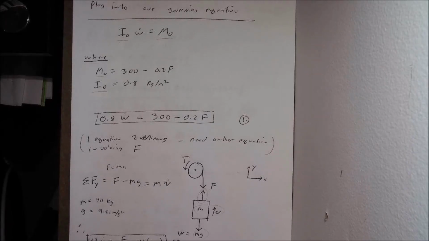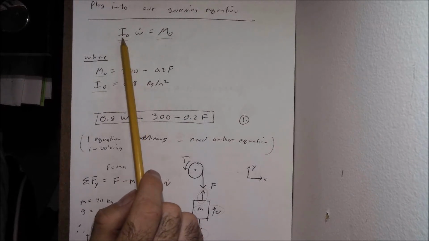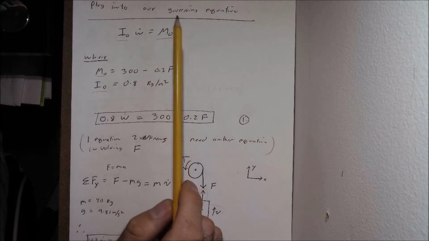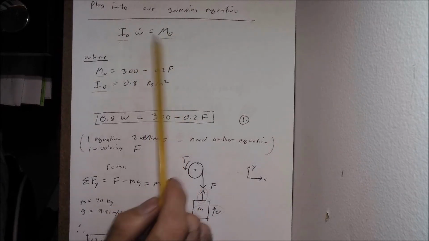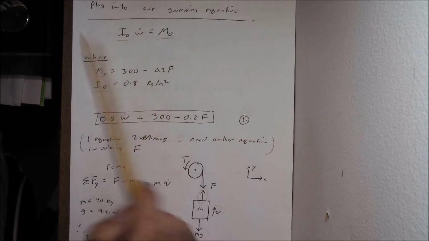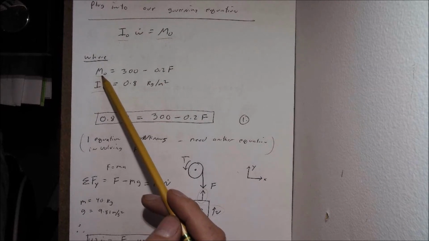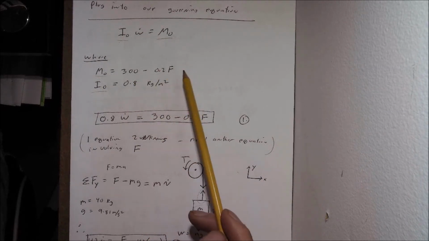So for the next step of our solution, what we want to do is plug back in our values into that governing equation. So I rewrite our governing equation in general form here: I_O times omega dot is equal to our M_O. So we have our inertia about O, our angular acceleration, and our moments about O in the governing equation. We plug back in. Now we've just solved for our moments about O from our free body diagram. We got this relationship here of 300 minus 0.2 F, where F is the tension in our cable.